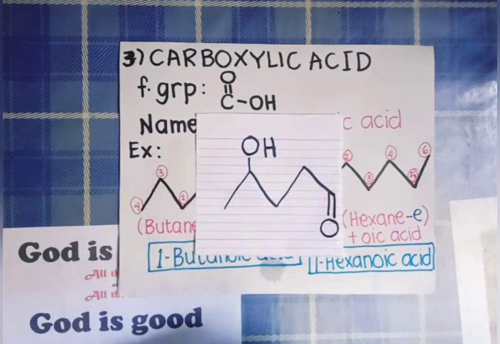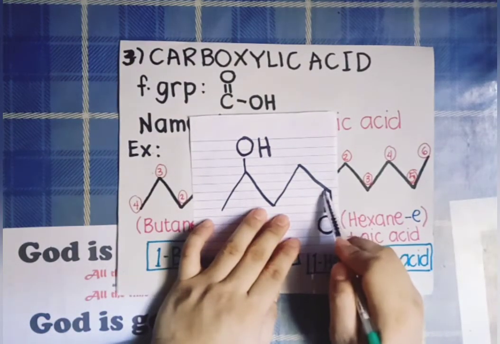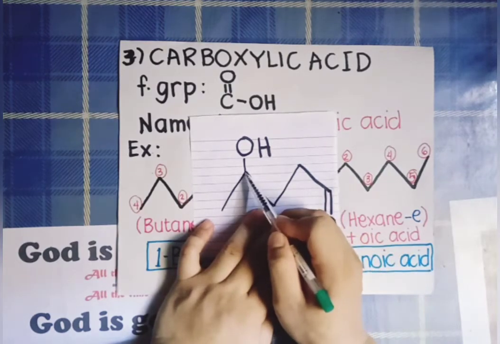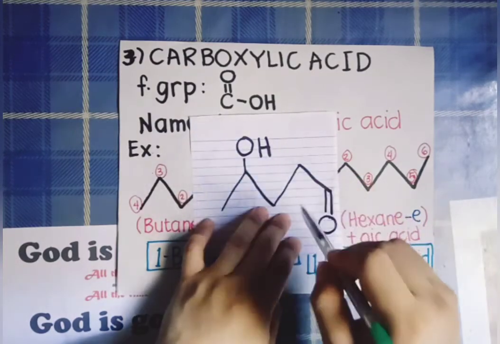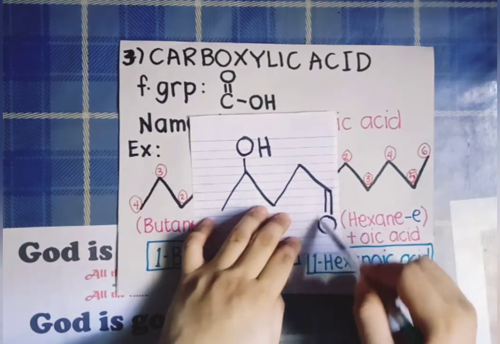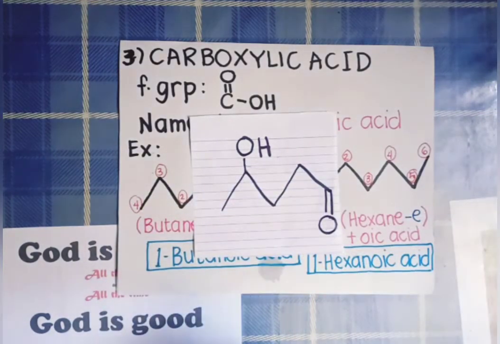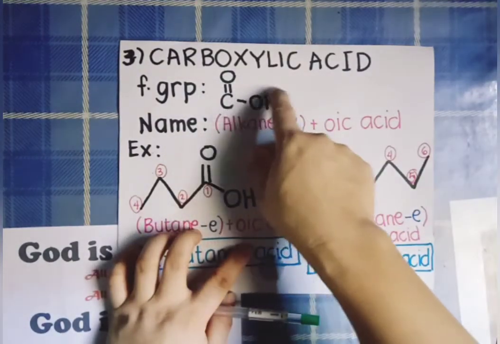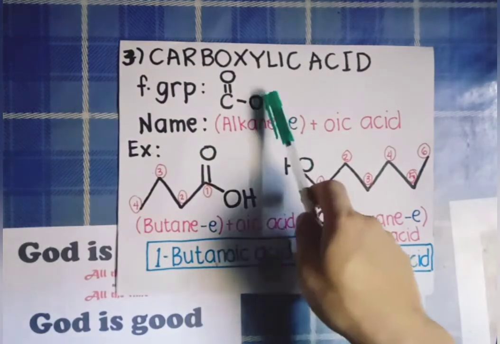In this case, the carbon atom that bears the double bond O is this carbon atom. However, the carbon atom that bears the OH group is this carbon atom. So we now have here a different carbon atom that bears the OH group. Therefore, this one is not a carboxylic acid, but rather an organic compound with both aldehyde and alcohol groups. Again, in carboxylic acid, the same carbon that bears the double bond O should also bear the OH or alcohol group.